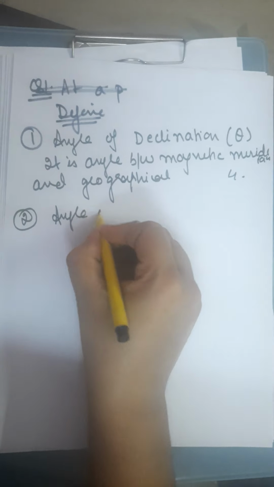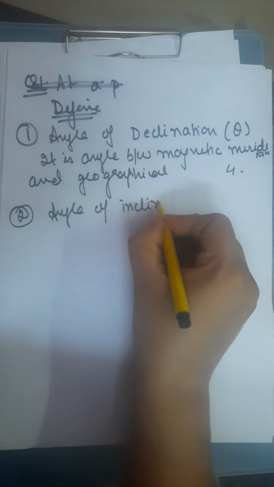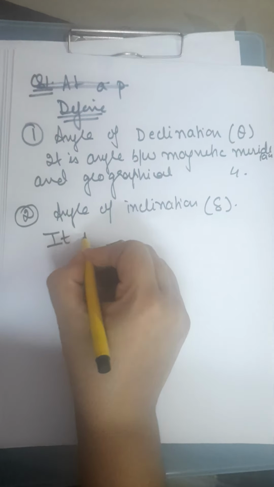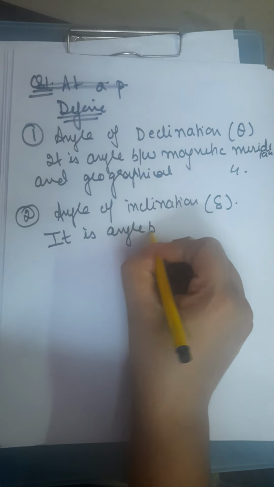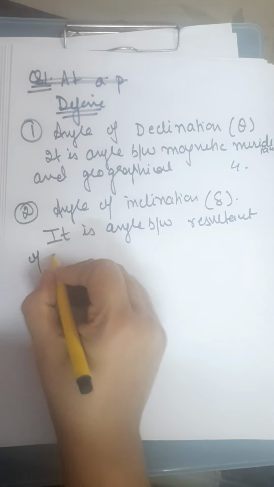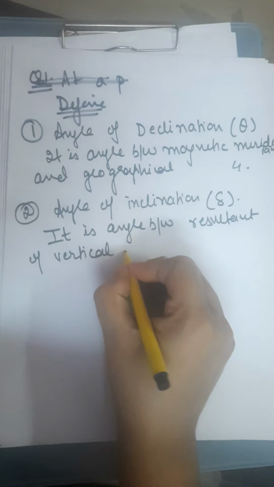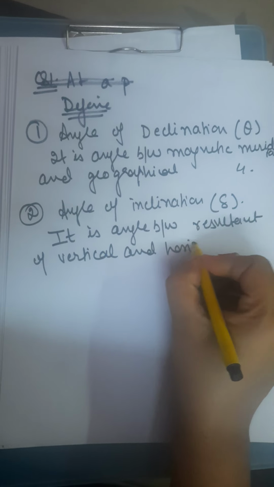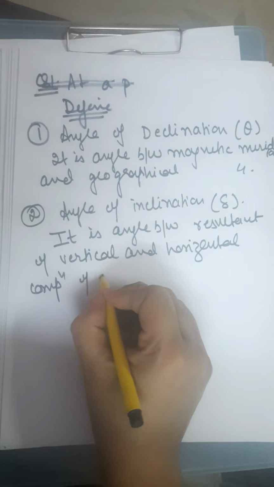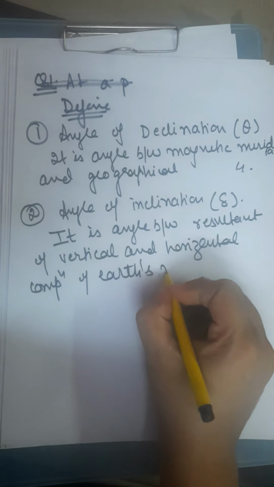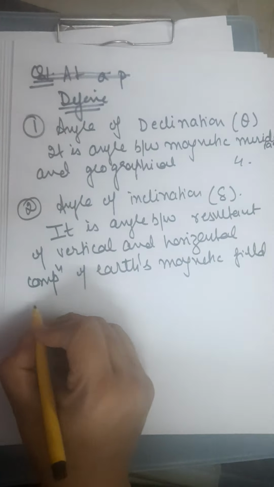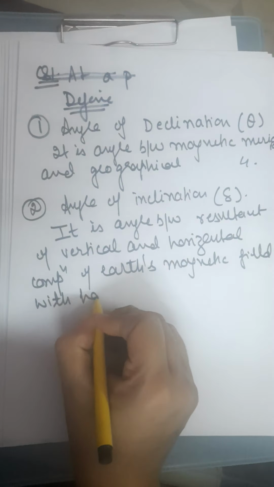Second was children, angle of inclination. This is delta or dip. What was this? It is the angle between the resultant of the vertical and horizontal component of Earth's magnetic field with the horizontal component.